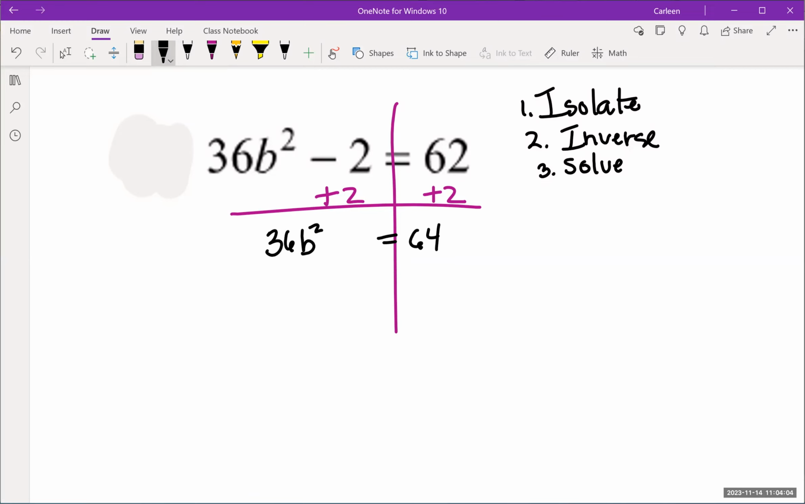Next step. Let's keep isolating. I have not completely isolated my variable. No, think simple. How can I get rid of that 36? So we're going to divide by 36. Yeah, see how we're going to completely isolate. Now I have my variable and I have my exponent.